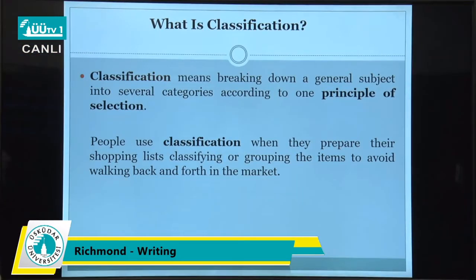Classification means breaking down a general subject into several categories, meaning groups, according to one principle of selection. It means we take the subject and divide it into different categories, different groups. We use classification, for example, when we are preparing a shopping list.